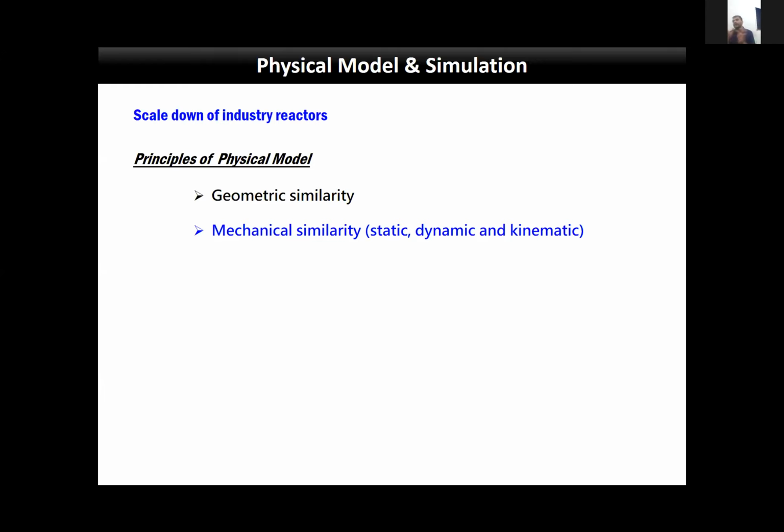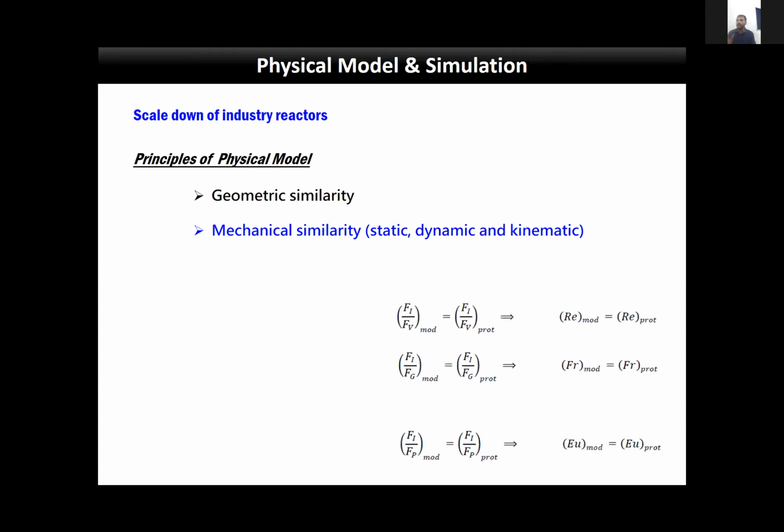You have to maintain those dynamic similarity by maintaining the force ratios. Those are all called the numbers. What do you say? Froude numbers, Reynolds numbers, Euler number, all these things. Very specific to steel making, this Reynolds number and Froude number are more important. And you cannot maintain these two at the same time. So most of the phenomena, if you see in the steel making, those all are Froude dominated phenomena.